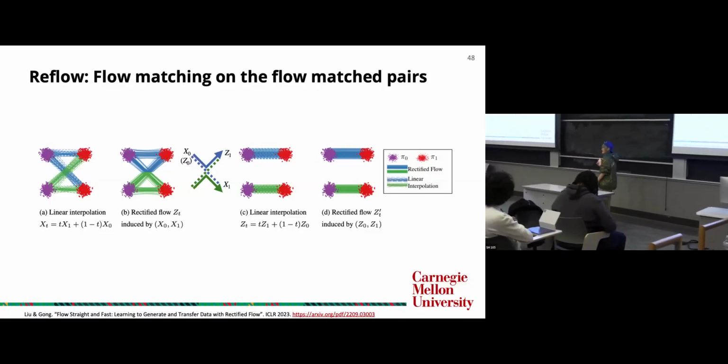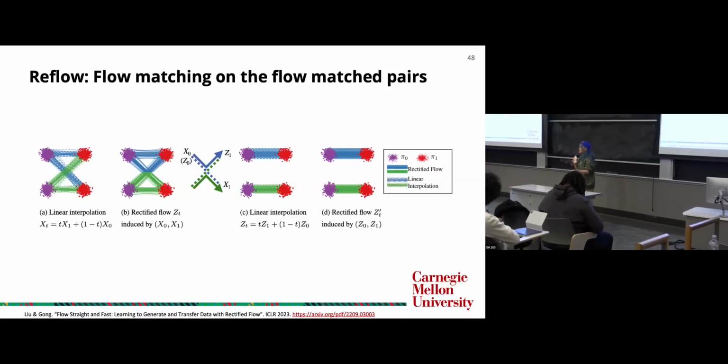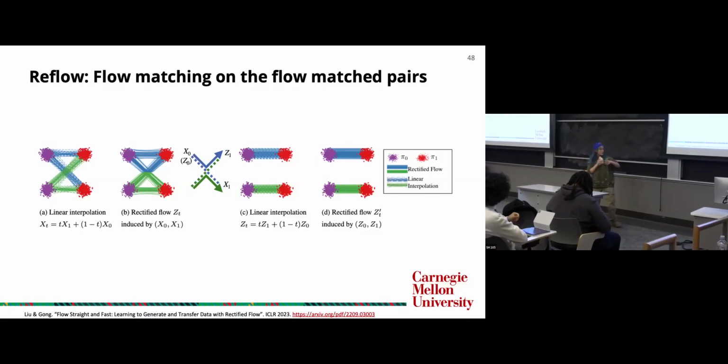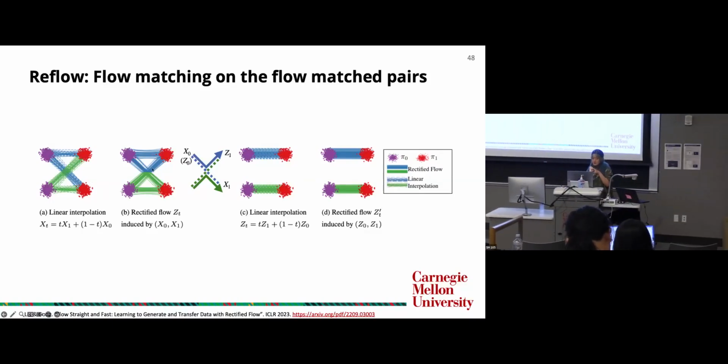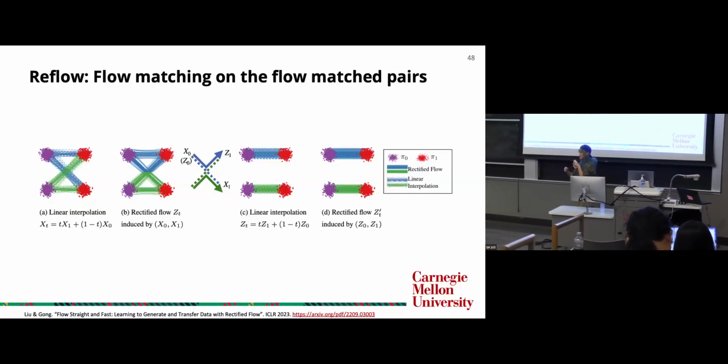How do you decide what to couple? By your previous model, the model that you learned. So this blue and green are the coupling induced by your learned flow matching model. Then you just use this coupling and do flow matching again on the new model. Might they be opposite, might they collide? It won't collide because it's a flow. It never crosses.